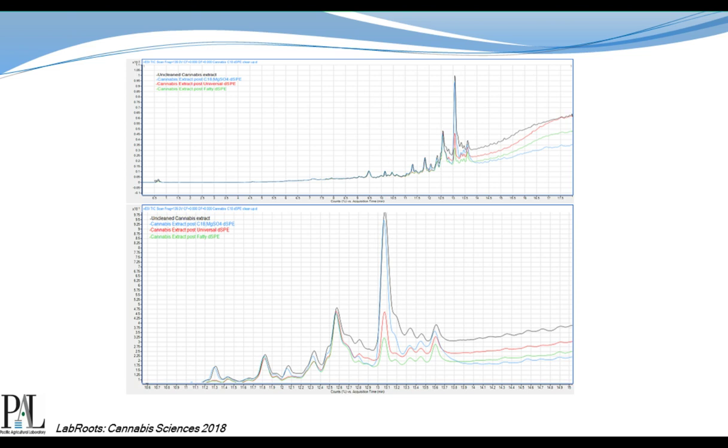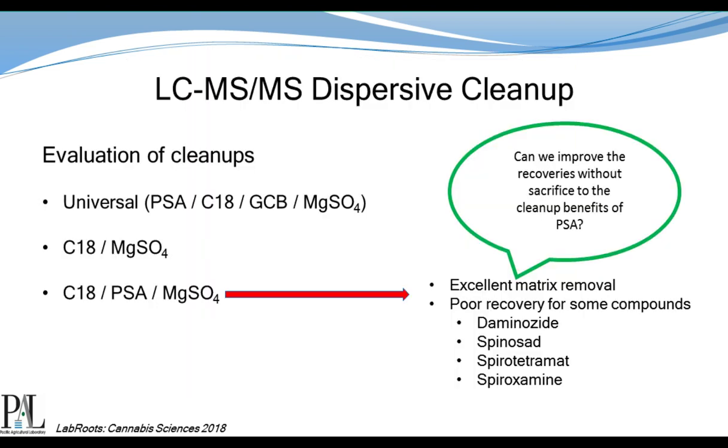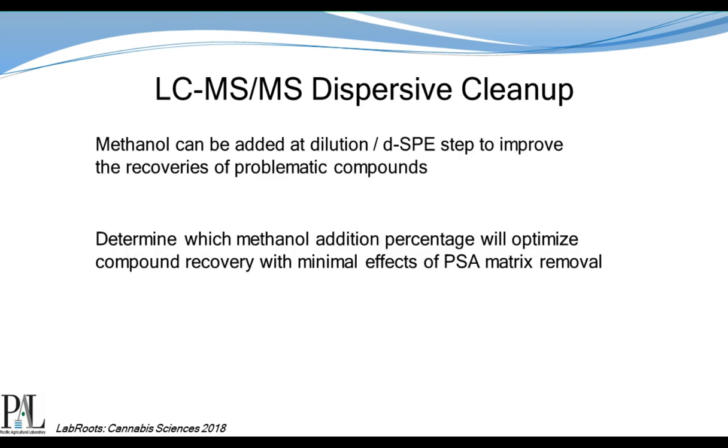This is a plot of the different matrices, full scan background on the LC versus these cleanups. It's kind of hard to read, but the black one is no cleanup, and then we've used the different cleanups listed in the previous slide. You can see that the fatty cleanup, the one in green, gives us adequate matrix removal so that we don't have as much background. So we want to use the cleanup that's got the PSA in it, but we've got some problems. The question is, how can we improve these recoveries without sacrificing the cleanup benefits of the PSA?